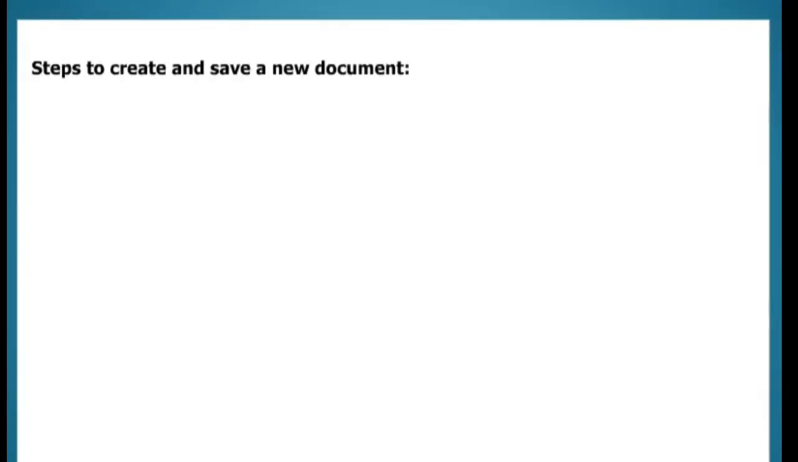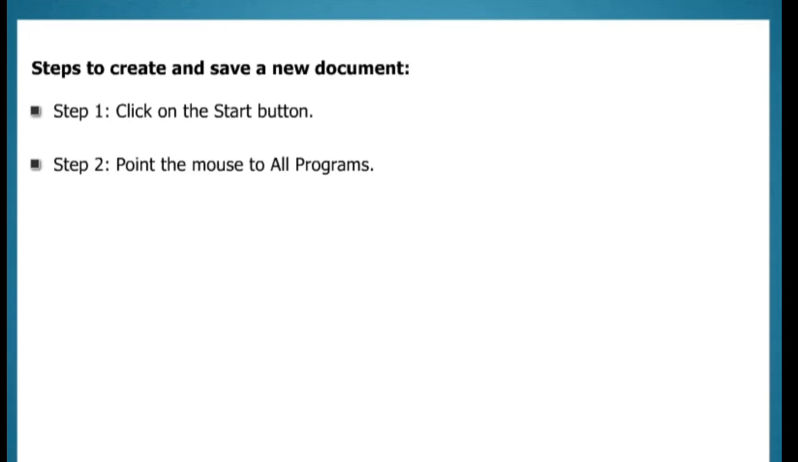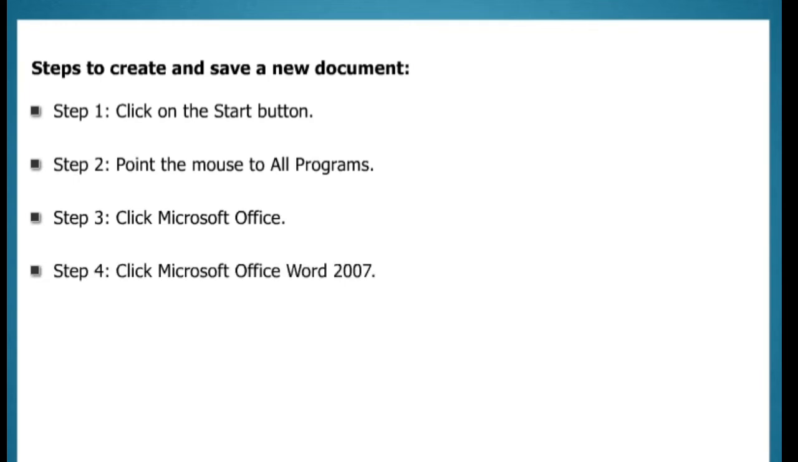To summarize, let's see the steps below to create and save a new document. Step 1. Click on the Start button. Step 2. Point the mouse to all programs. Step 3. Click Microsoft Office. Step 4. Click Microsoft Office Word 2007.